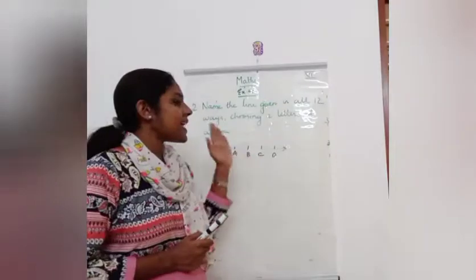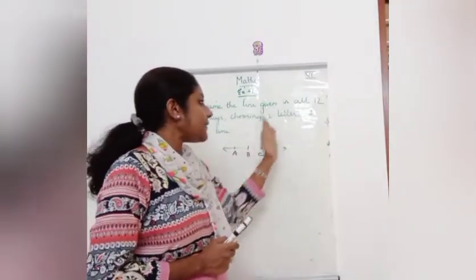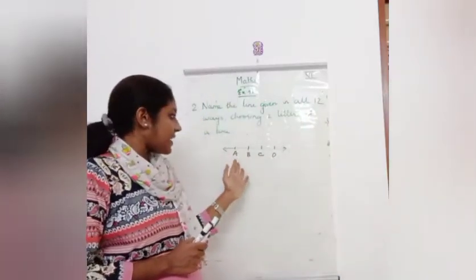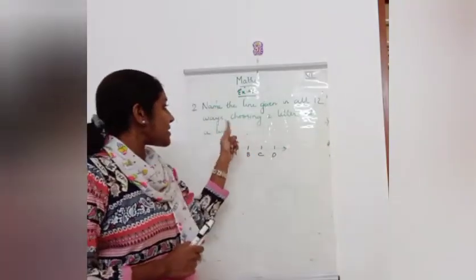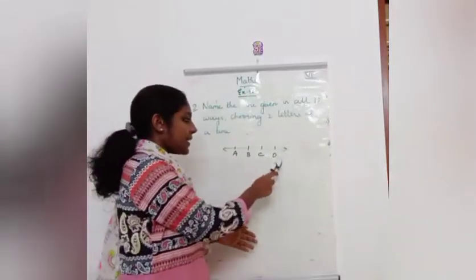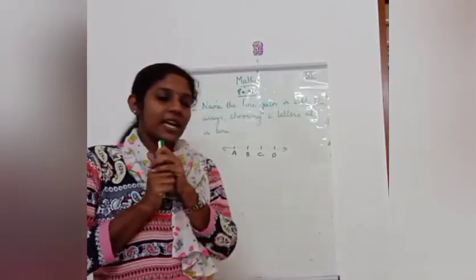And second question is name the line. A line is given here. You have to name the line given in all possible 12 ways. So you can write line names 12 possible ways. One condition is there, choosing two letters at a time. So here A, B, C, D ഇതിനകത്ത് രണ്ട് ലെറ്റർ ഒരു ടൈമിൽ ചൂസ് ചെയ്ത് 12 possible ways line name ചെയ്യാം. Okay, that is a question.